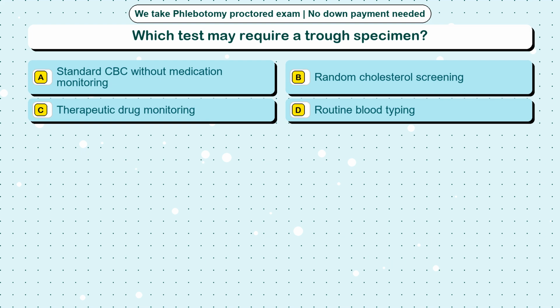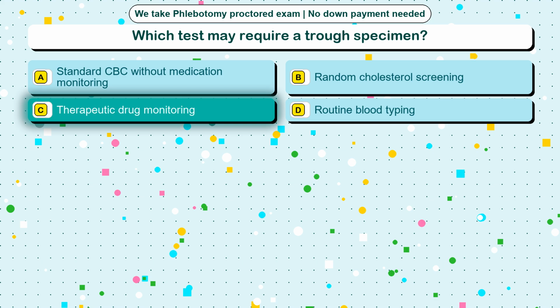Question 93. Which test may require a trough specimen? Option A, standard CBC without medication monitoring. Option B, random cholesterol screening. Option C, therapeutic drug monitoring. Option D, routine blood typing. The correct answer is option C, therapeutic drug monitoring.